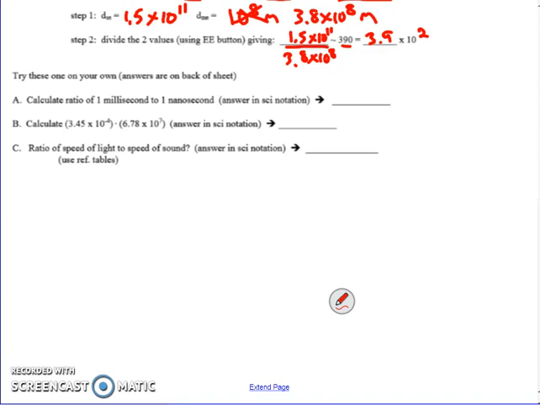Okay, it shouldn't take you more than a few minutes. You will need to use reference tables for part C, but the other ones, even maybe part A, you can do without. And the answers are in the back. So once you're done, check in the back, see if you got them right. If you didn't, do it again. And if you still can't figure it out, again, ask me in class.